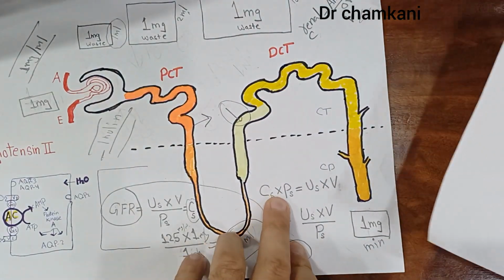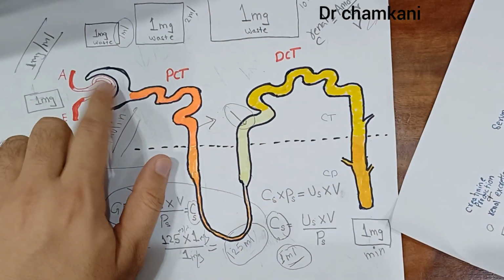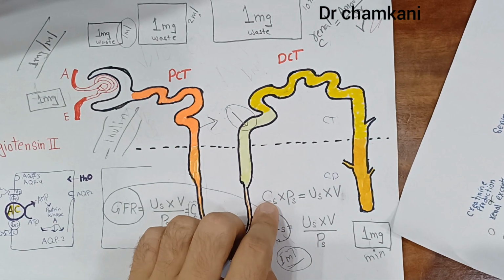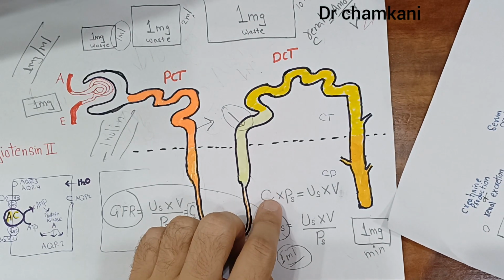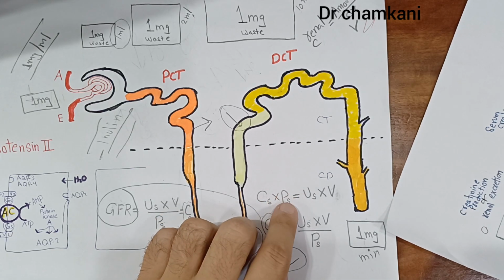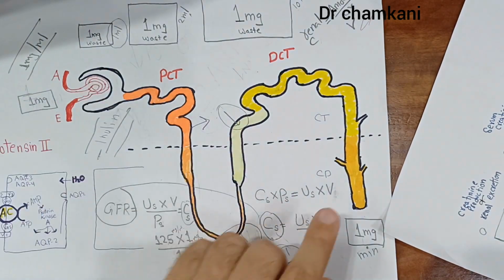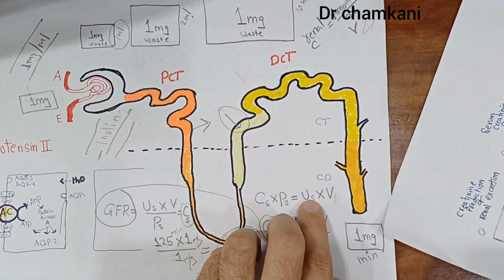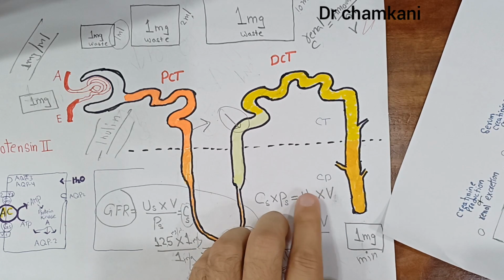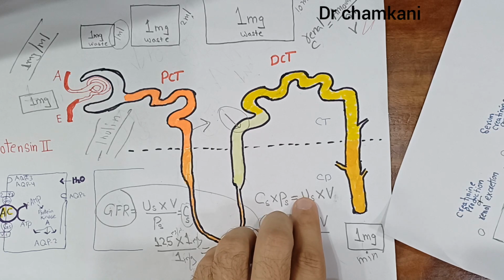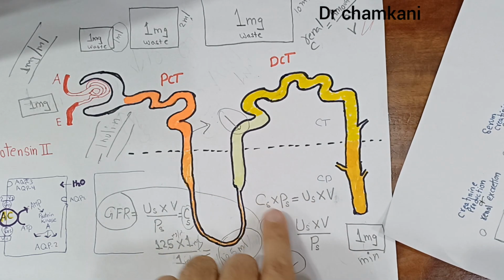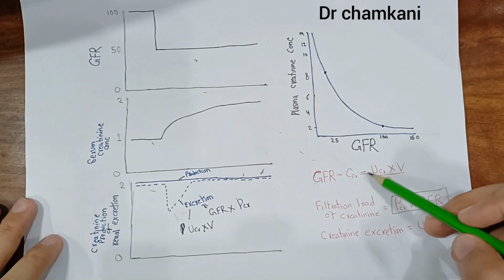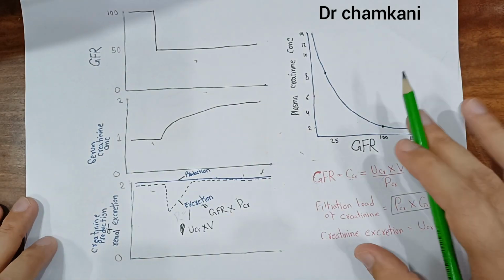Now, we got this equation from the same equation which we have discussed in detail, and this equation has two components. One is the filtration load. The filtration load is equal to the plasma concentration of a substance into the clearance of a substance, which must be equal to the excretion, which is the product of the volume of urine and the concentration of that substance in urine. From the same equation, we got this equation, but we discussed that for creatinine, its clearance is almost equal to GFR.